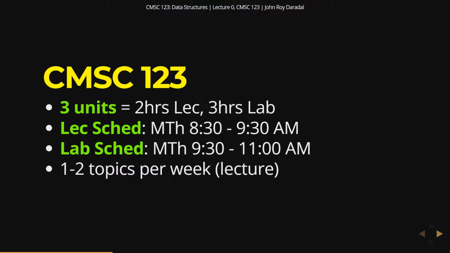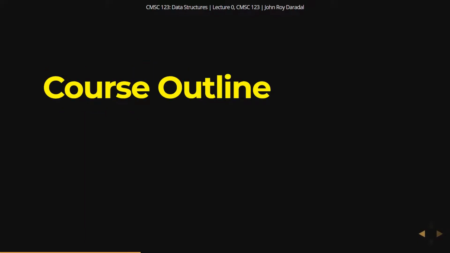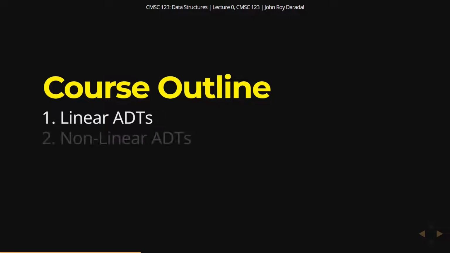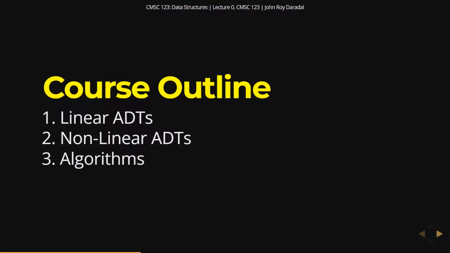Okay? So, yeah. So let's take a look at the course outline, or what are the topics that you'll be learning in ComSci 123 data structures. So we divide it into 3 major topics, but we'll really focus on the first 2 topics. So the linear ADTs, the non-linear ADTs, and there will also be some algorithms that you learn in the last part of the course.